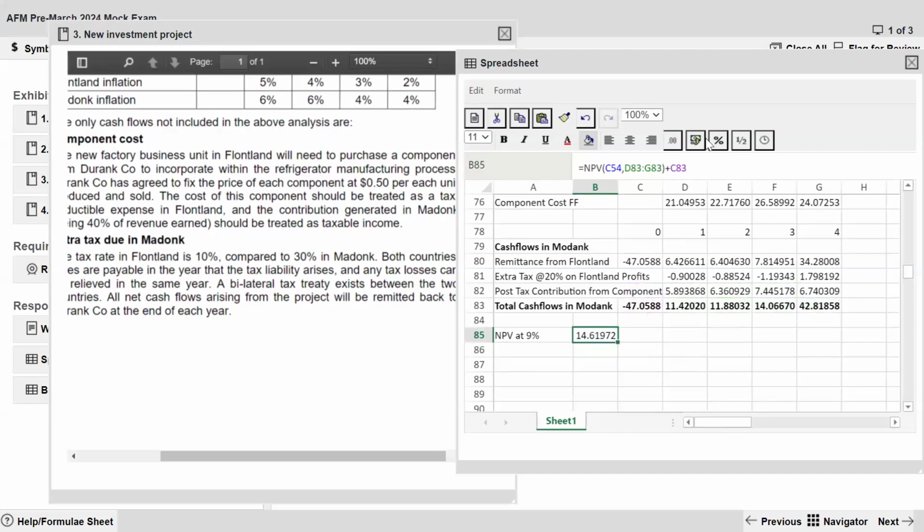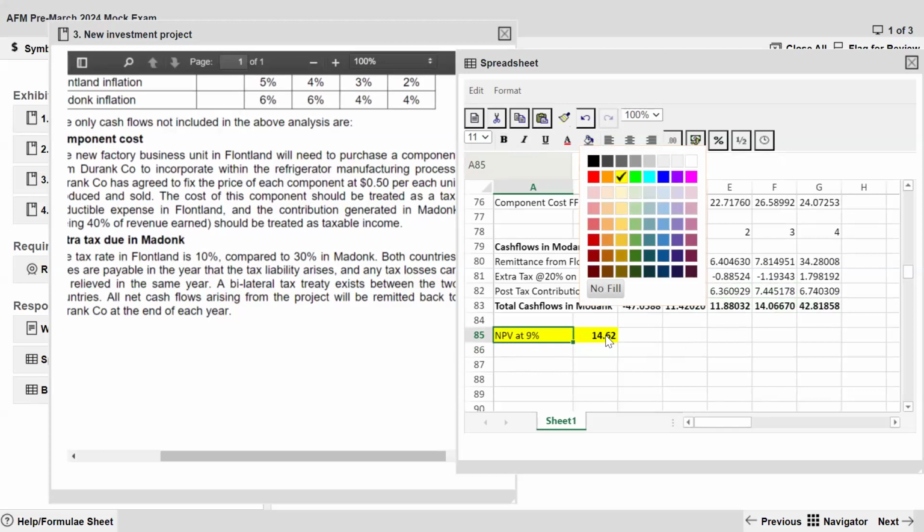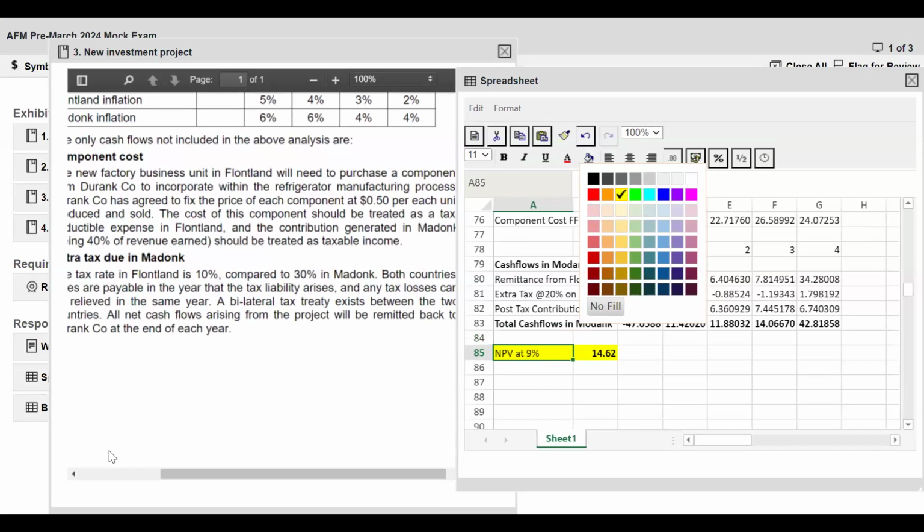So 14.6 million is what the NPV is at 9%. Yes, it is in dollars, but we had to convert this into Frontline FF.